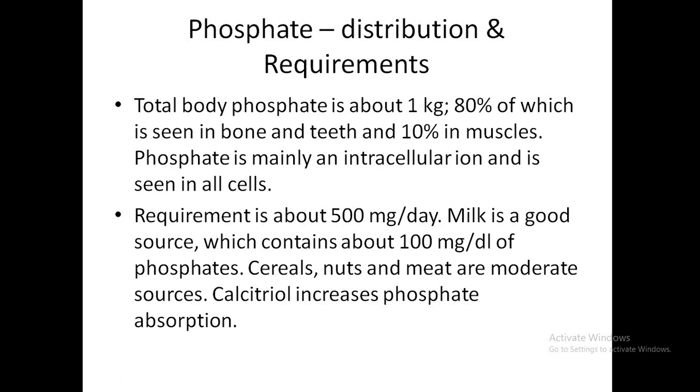Now coming to phosphate, the total body phosphate is around 1 kilogram, and 80% is seen in the bone and teeth and 10% in muscles. It is mainly an intracellular ion, and it is seen in all the cells. About 500 milligram per day is required. Milk is a good source. Other sources are cereals, nuts and meat. And vitamin D will increase the phosphate absorption.